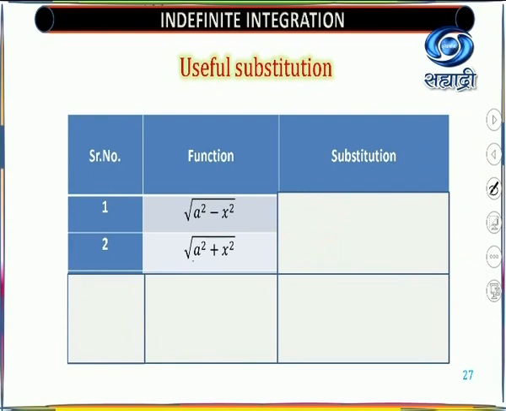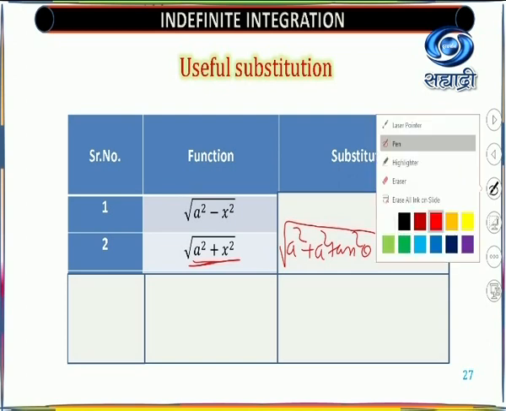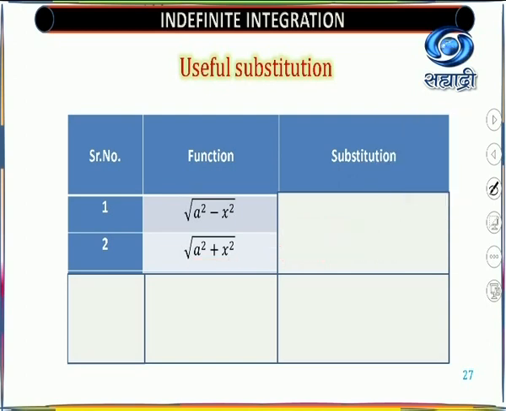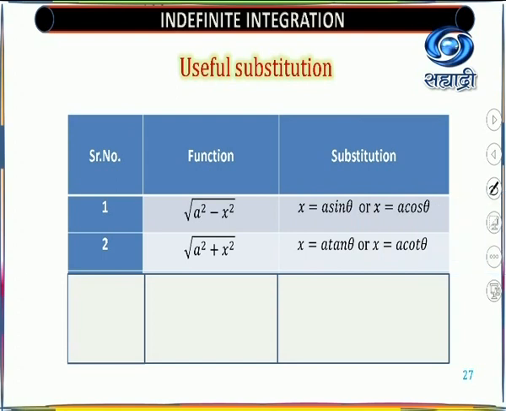Now next, look at the identity. a square plus x square means it is a plus identity. So you will get a square tan square, and 1 plus tan square is sec square, which simplifies. Similarly, if you substitute cot theta, you get 1 plus cot square, which is nothing but cosec square. Hence the substitutions are x equal to a tan theta, x equal to a cot theta.